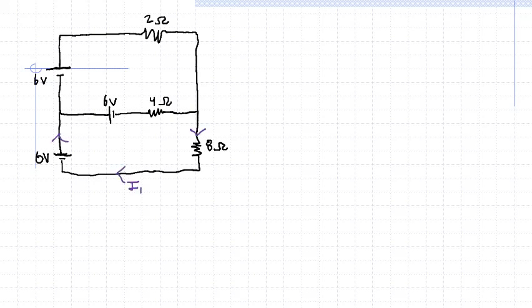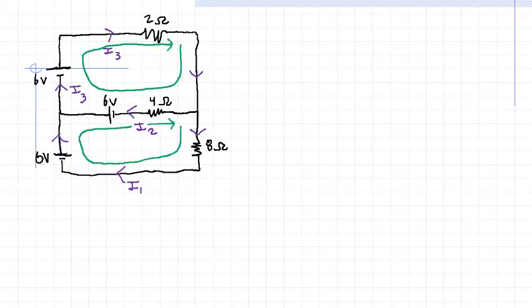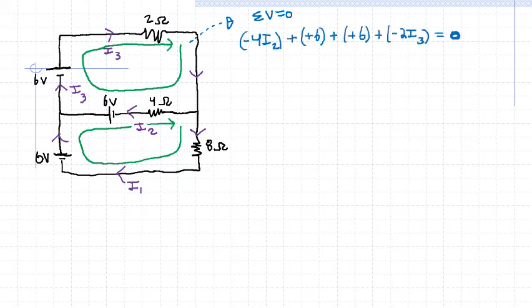All right. So I chose for the bottom loop I1 to come around like this, I2 in the middle like this, and I3 like this, and therefore I1, which is coming in, and I2, which is coming in, are going to form I3. So that's going to be one of the equations. Our top loop, I went ahead and chose to go around like this, and so we have negative 4I2 plus positive 6 plus positive 6 plus negative 2I3.